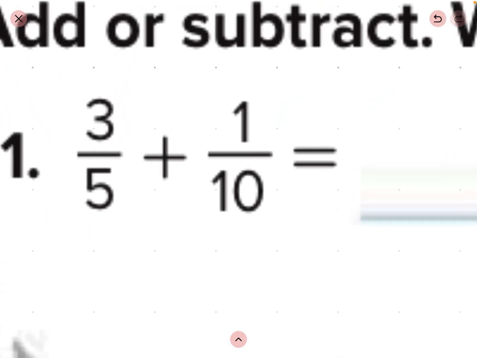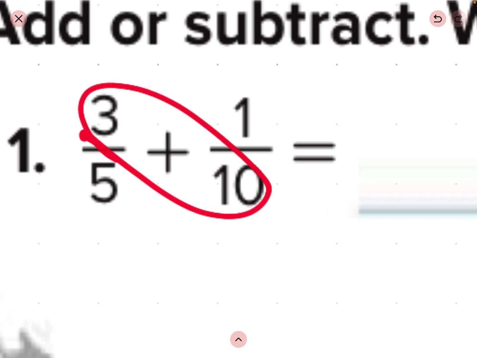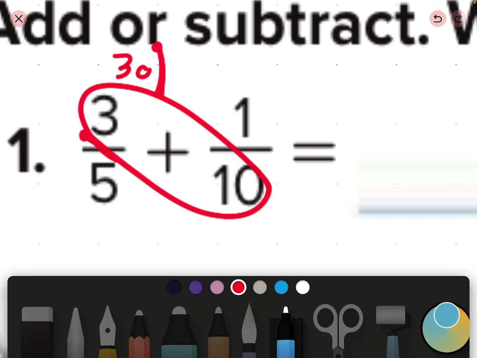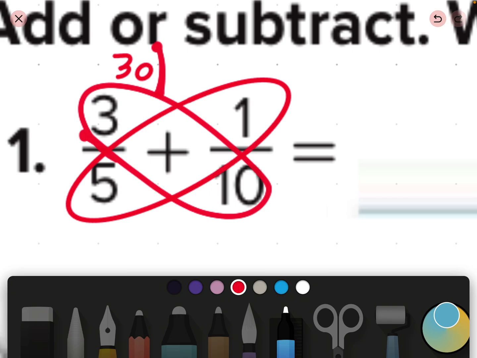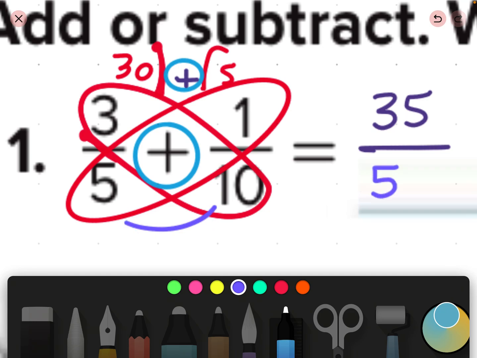All right, 3/5 plus 1/10. Now, again, if we butterfly this, we have 3 times 10, which is 30, and 1 times 5, which is 5. Now, whatever this operation is, that's what we're going to do with those two products. We're going to add those. We get 30 plus 5, which is 35. We multiply our denominators, 5 times 10, which is 50.